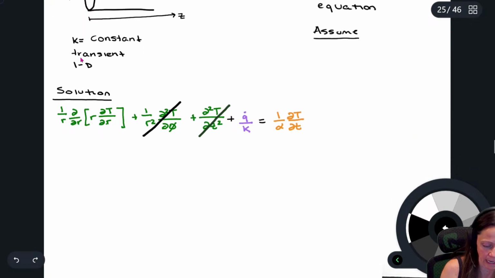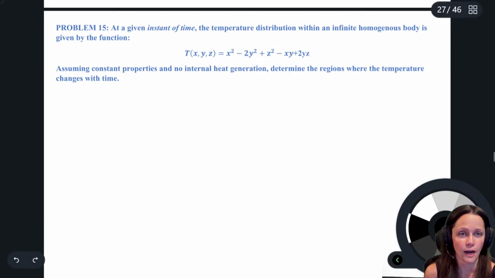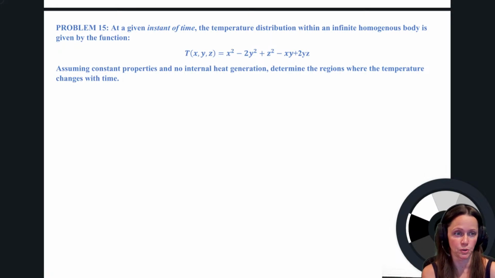So, but before we do that, let's work a couple more simple ones, or at least one simpler one right now. We have, at a given instant in time, the temperature distribution within an infinite homogeneous body given by the function. They've already given us the temperature distribution, so the heat conduction equation has already been applied. This distribution is at a particular instant in time; at another instant it might be different. It might be steady state, it might not.